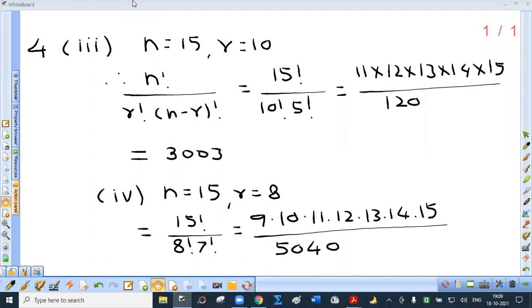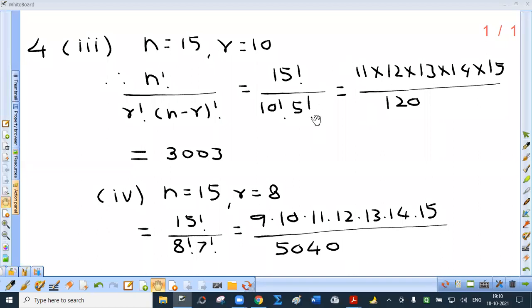Fourth one, evaluate n factorial upon r factorial into n minus r factorial. See, this is formula for combination. We are going to prove this. Okay, n is 15, r is 10. So 15 factorial upon 10 factorial into 5 factorial. Listen to me. I omitted one step. 15 is greater than 10. So what is 15 factorial? 10 factorial into. So 10 factorial gets cancelled. That is why you cannot see 10 factorial here. So what remains is 11, 12, 13, 14, 15.